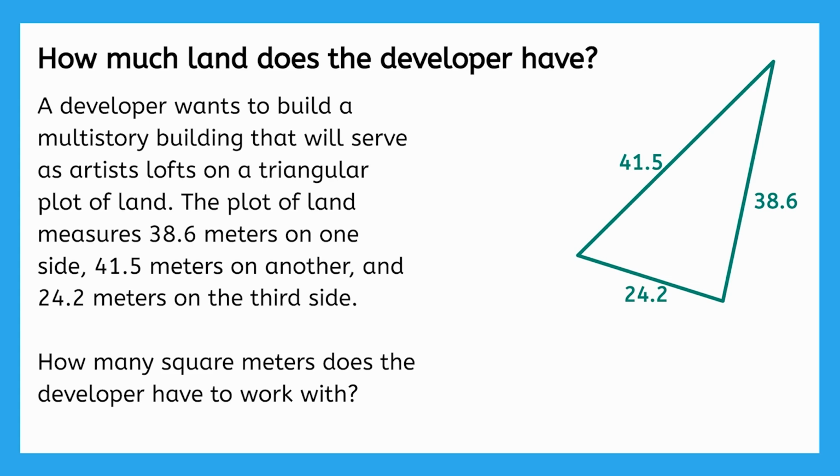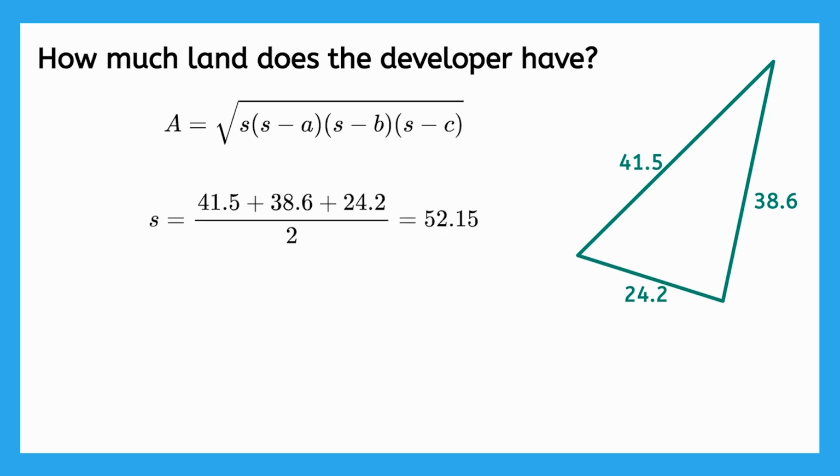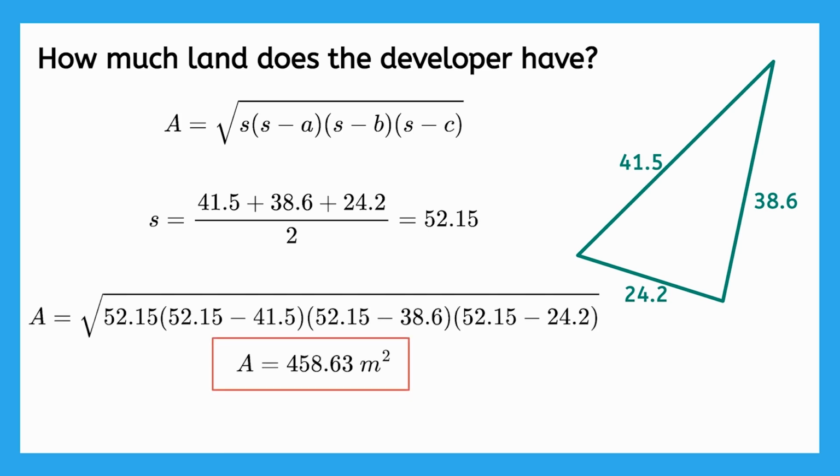And which formula do we need to determine how much land the developer has? Right! Heron's formula finds the area of the triangle when we know all 3 sides. S, or the semi-perimeter, is 52.15. Carefully substituting values into the formula and popping everything into my calculator gave me an area of 458.63 square meters.